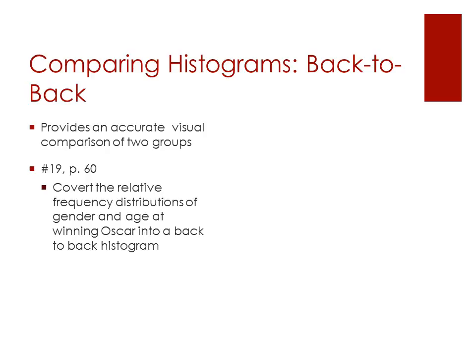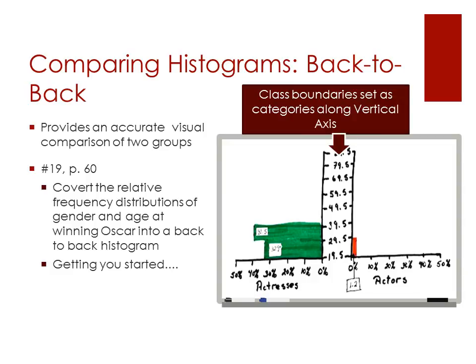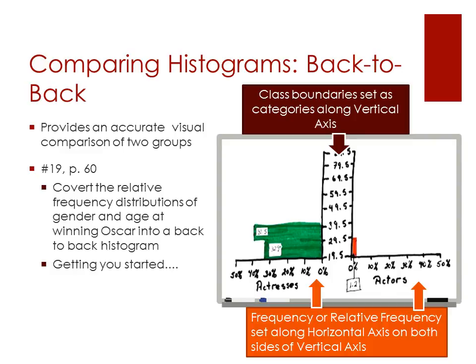So let's take a look at that. To get you started, I've produced a beginning chart for you to finish filling in. Let's look at a few components of this. First of all, notice the class boundaries here are set as categories along the vertical axis. This is different than when you're doing a single histogram. So back-to-back means we put the class boundaries along the vertical axis, and then we put the frequency, or in this case the relative frequency, along the horizontal axis on both sides of the vertical axis.